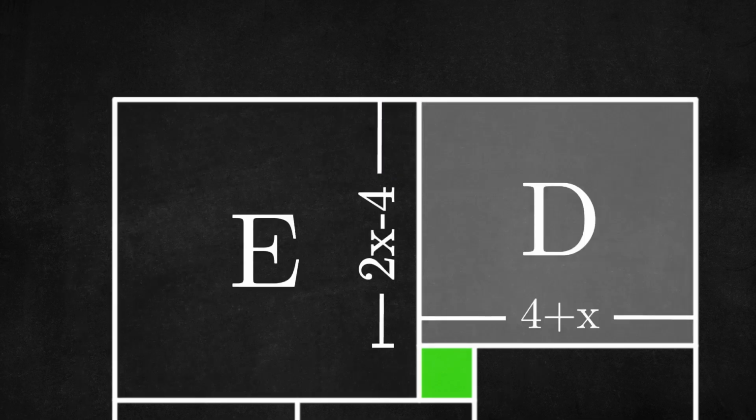Now let's go back to square D. The sides of a square are always equal in length. Therefore, 4 plus x is equal to 2x minus 4. Let's write the equation.